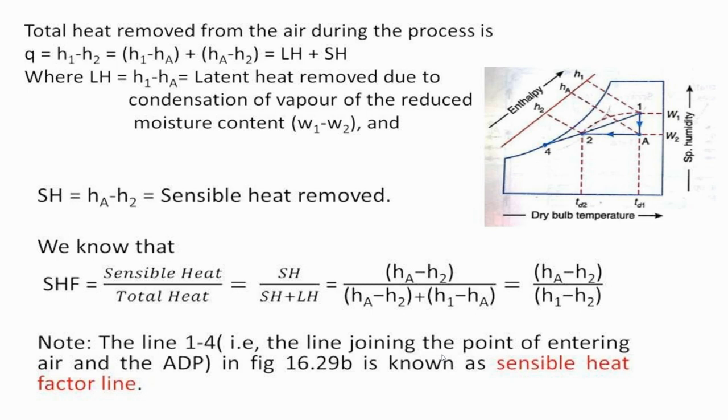Now in the diagram, line number 1 to 4 is known as the sensible heat factor line. Point 1 to A is latent heat, A to 2 is sensible heat, point 2 to 4 is the bypass factor, and completely from 1 to 4 is the sensible heat factor line.